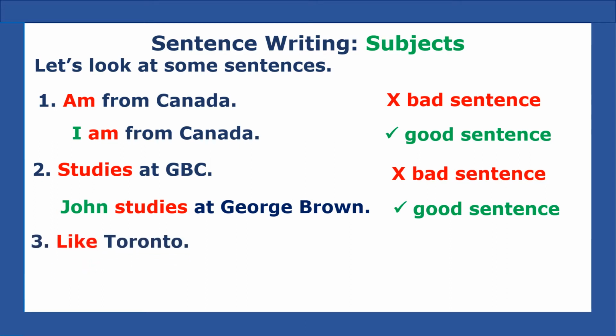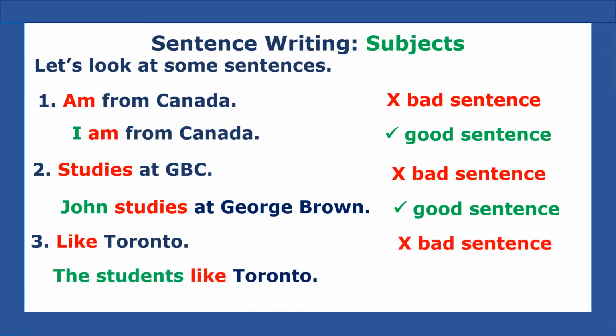Like Toronto. Is this a good sentence? Do we have a verb? Yes. What's the verb? Like. But do we know who likes Toronto? Do we have a subject? No subject, so it's a bad sentence. The students like Toronto. Now we know who likes Toronto. It's the students. So in this sentence we have a subject. So this is a good sentence.